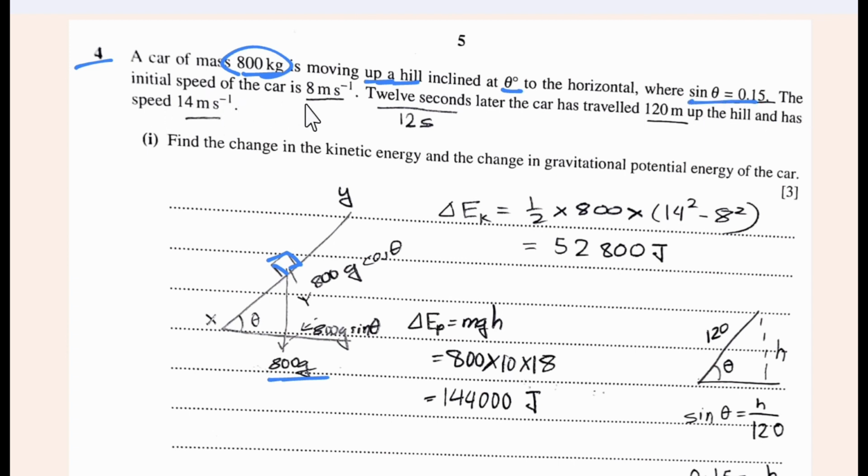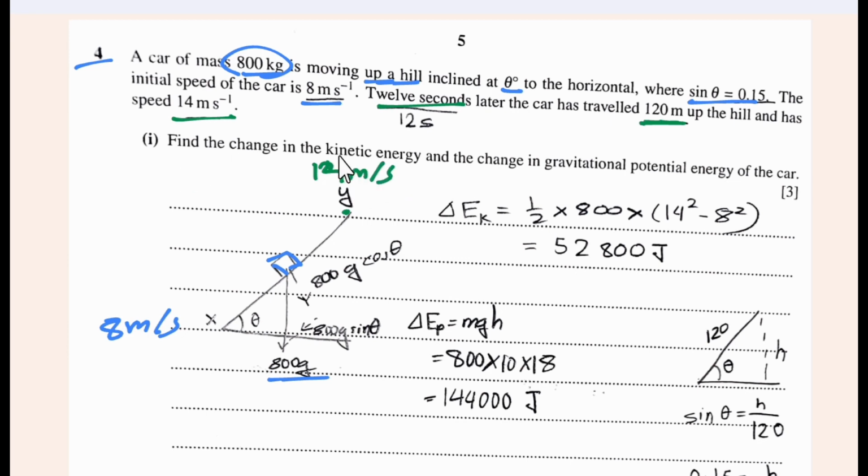The initial speed of the car is 8 meter per second. That means at the bottom of the hill it has a speed of 8 meter per second. Then 12 seconds later the car has traveled 120 meter up the hill, and has a speed of 14 meter per second. So 12 seconds later, suppose we consider this point as y, at this point it has a speed of 14 meter per second.